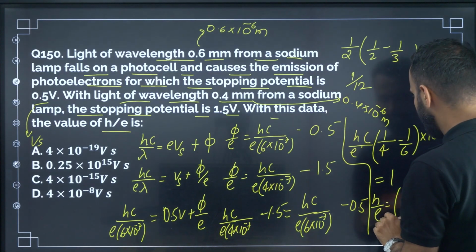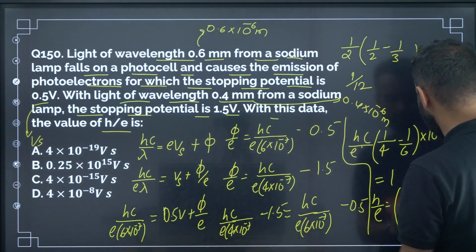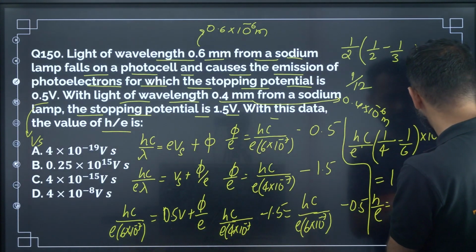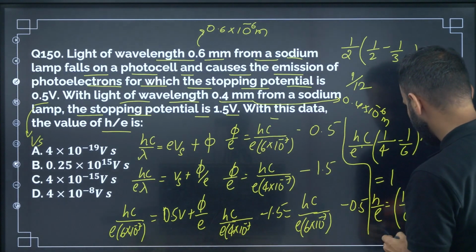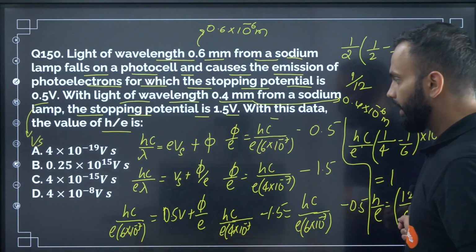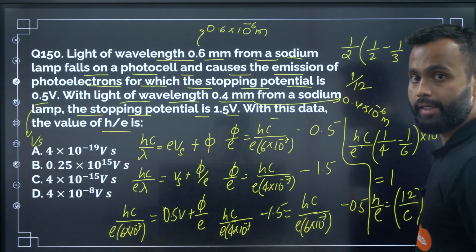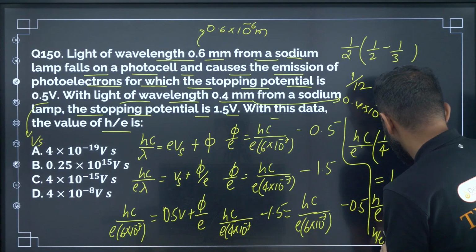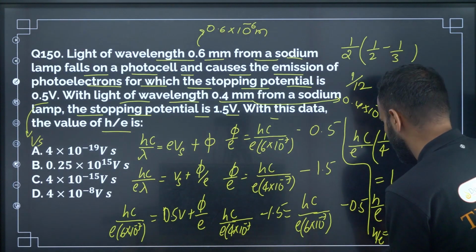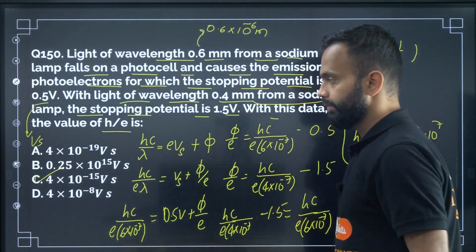So h by e is equal to 12 divided by c into 10 to the power minus 7, right? c is 3 into 10 to the power 8. So 10 to the power 8 into 10 to the power minus 7 gives 10 to the power minus 15, right? So h by e is 4 into 10 to the power minus 15 volt second. So the correct option is C.